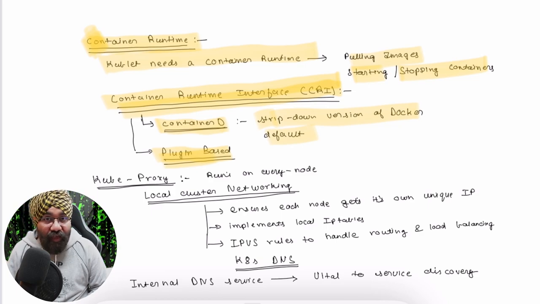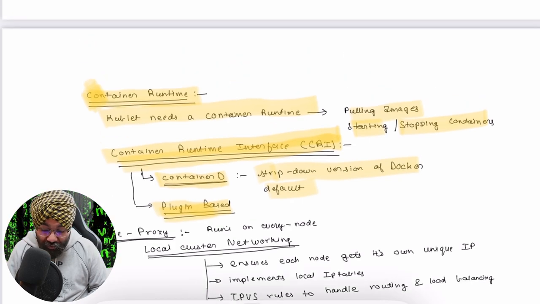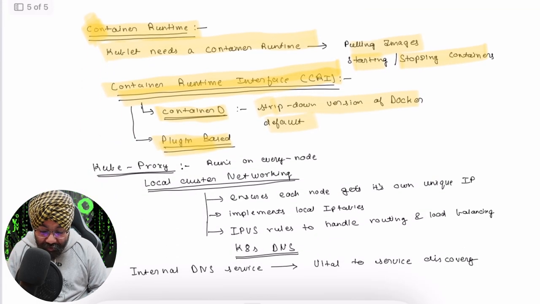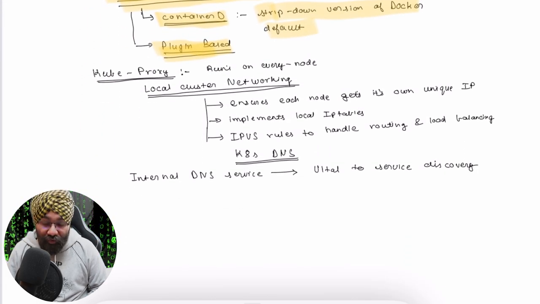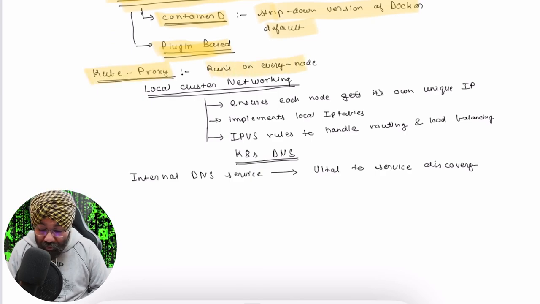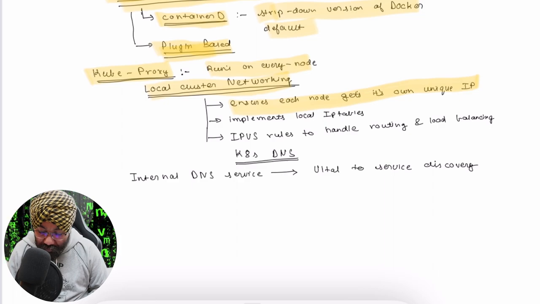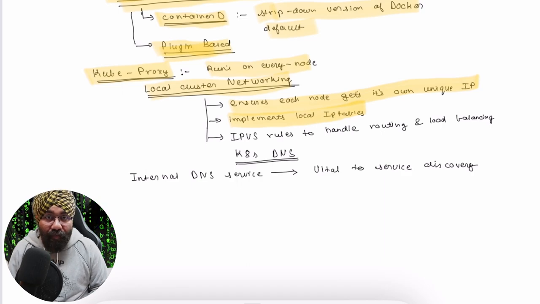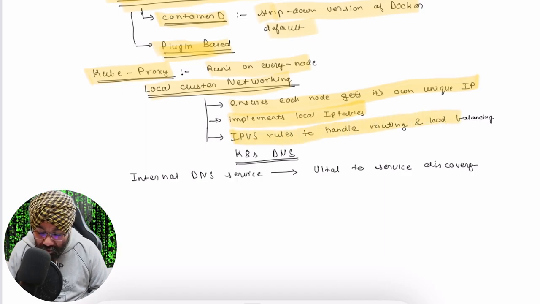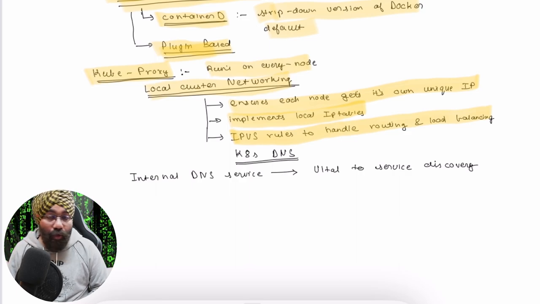So this is the second part of the worker nodes. The first part was kubelets. The second part is the container runtime. And the third part is kube-proxy, or network proxy. Again, this also runs on every node. It takes care of the local cluster networking, so it ensures that each node gets its own unique IP address. For doing this, it may implement local iptables, or it may use IPVS rules to handle routing and load balancing. So these are the three important parts of the worker nodes. So we have learned about the two main parts of Kubernetes, which are the control plane and the worker nodes.